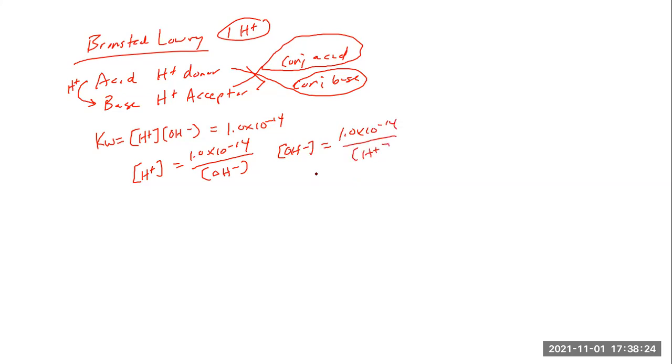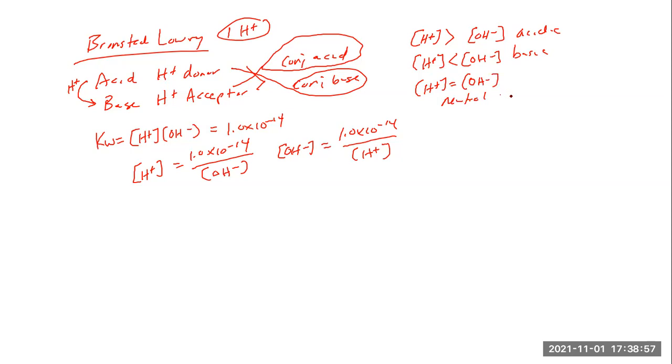And we could use that to determine acidic, basic, or neutral by comparing the H plus to the OH minus concentration. Whichever one is larger determines it. If the H plus is larger, that would be an acidic solution. If the H plus is less than the OH minus, that would be basic. And if they equal each other, we end up with a neutral solution with a pH of 7.